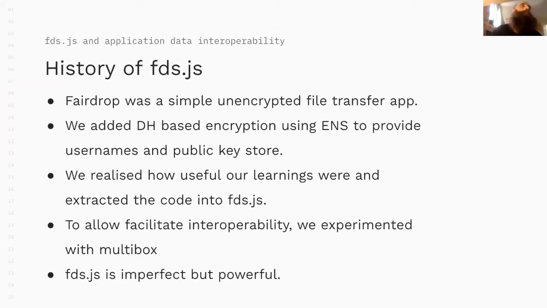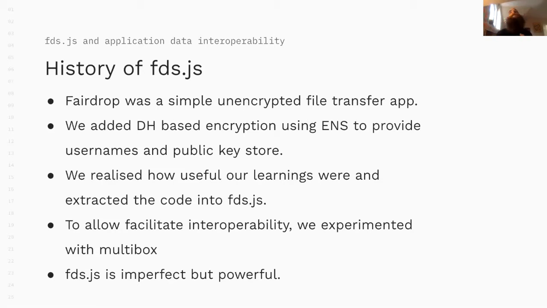So it started off with Fairdrive, which was a simple unencrypted file transfer app that we built on Swarm. And it's really way too easy to do that with Swarm. So we decided to make things more difficult for ourselves, and we added Diffie-Hellman-based encryption and used ENS to store the public key via the public key registry and do the usernames element for the discovery of mailboxes. There's quite a lot of R&D over time, and then we realized this was really useful stuff, so let's pull it out into FDS.js.